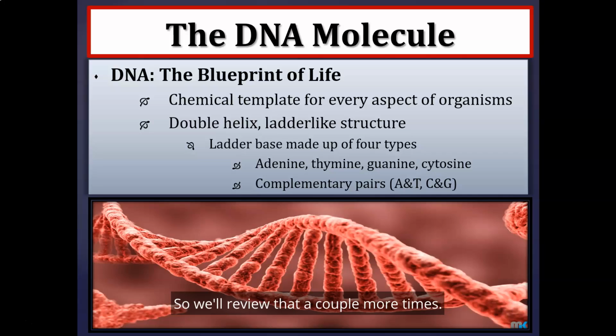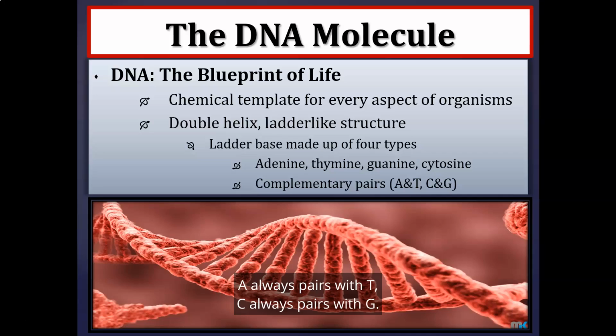So we'll review that a couple more times. It'll be important. A always pairs with T, C always pairs with G. It'll be a little bit different when we start learning about RNA, but to avoid confusion, let's focus on DNA first. So always adenine to thymine and cytosine to guanine.